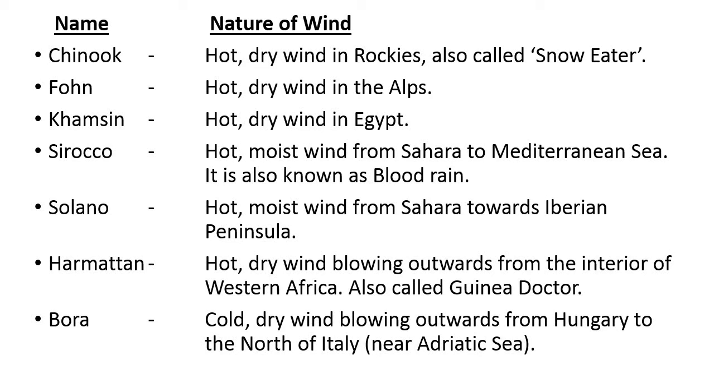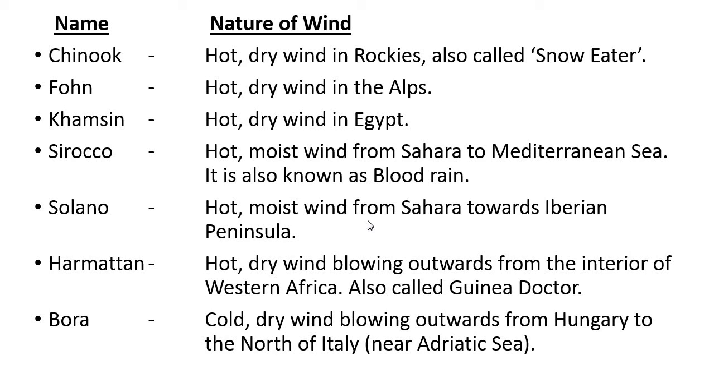Now these are the names of the winds. Chinook, where this Chinook is flowing. This is a hot dry wind in Rockies, also called snow eater. Fohn, hot dry winds in Alps. Khamsin, hot dry winds in Egypt. Sirocco, hot moist wind from Sahara to Mediterranean Sea. It is also known as blood rain.